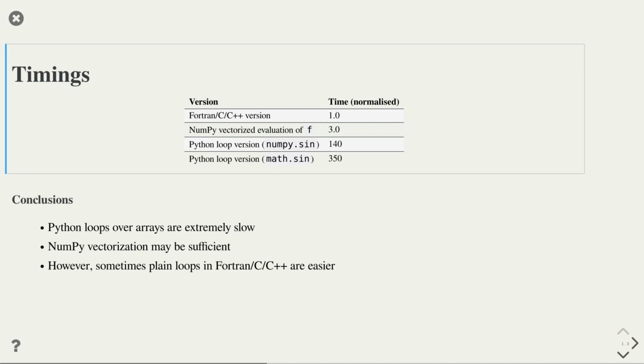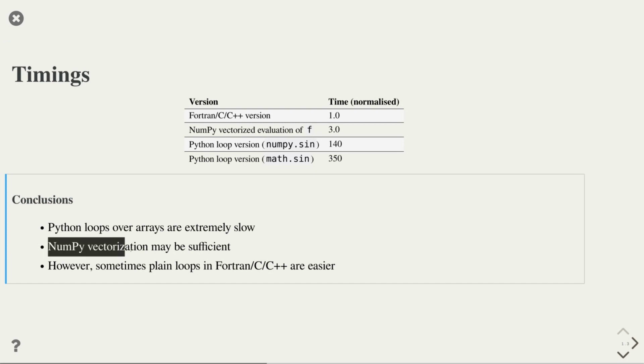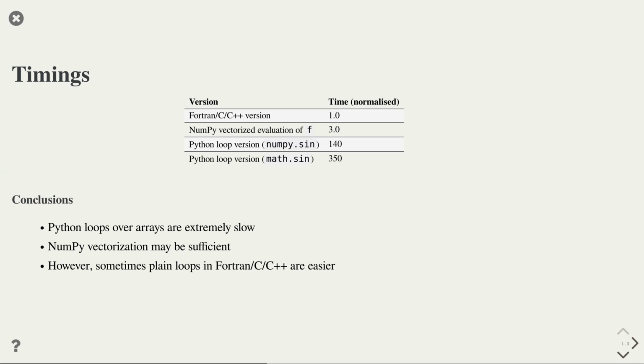What we can learn from these timings is that Python loops over arrays are extremely slow and should be avoided if they are time critical. To overcome that limitation, you can rely on NumPy vectorization, which can result in massive improvements and which can be sufficient for many applications. However, sometimes implementing a complicated algorithm with NumPy vectorization might be cumbersome, and it might be easier to actually implement a plain loop in Fortran or C or C++. And as you will learn soon, it is possible to combine Python with plain loops that are implemented in C.